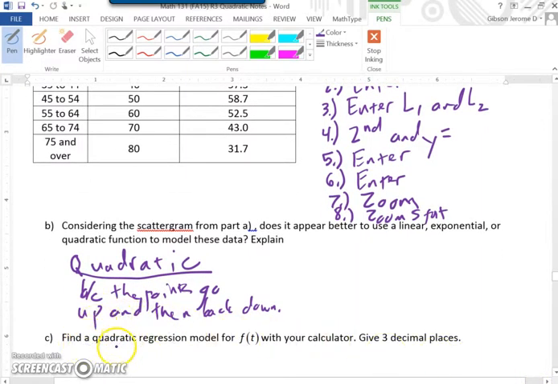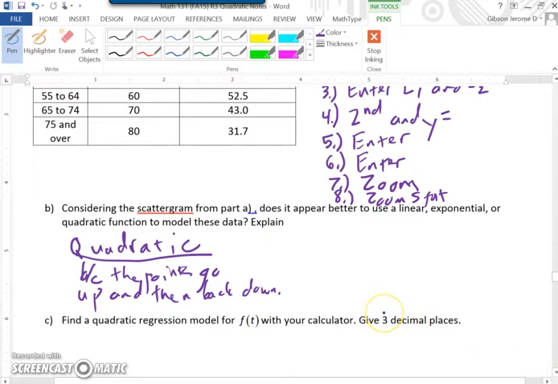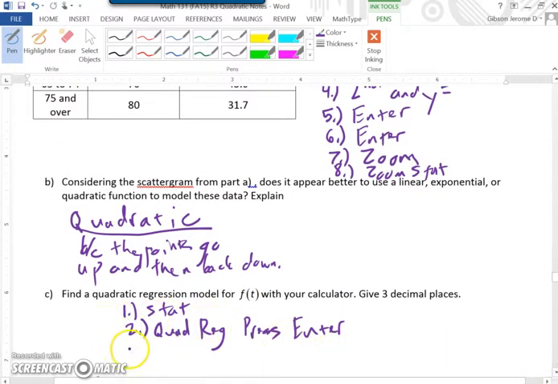Okay, now it says find a quadratic regression model for f of t with your calculator. Taking that same information that you had from what you did in A, just press stat, and then you would press your right arrow to calculate, and then you will go down till you get to quadratic, I guess it's quad reg, and then press enter. And then you will keep pressing enter until it gives you your answer.